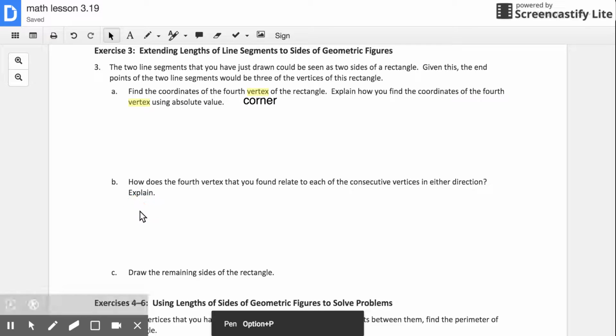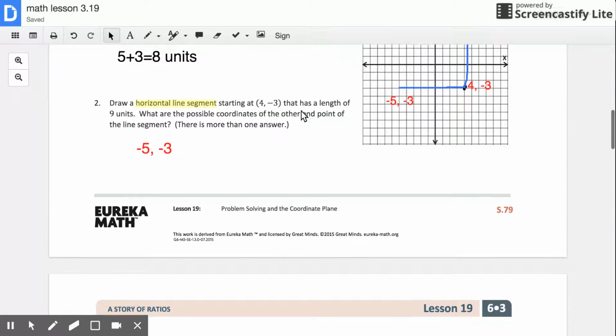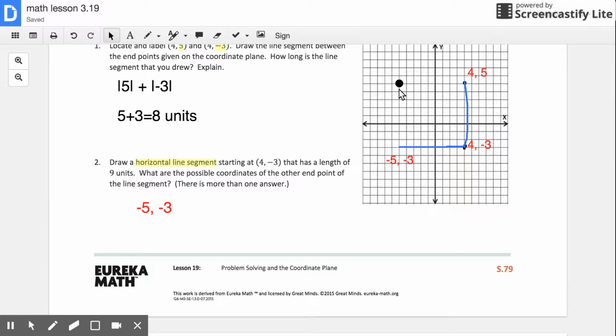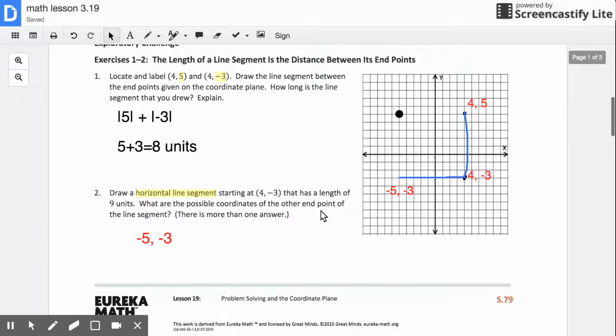All right, so you're joining us back on lesson 19, and we're here where we need to find the coordinates of the fourth vertex or corner of that rectangle. And so I did that, and I plotted a point right here. And next we need to explain how we did that. So I just did it by counting because I know that this is a rectangle. So, however long this line segment is, this one needs to be also.